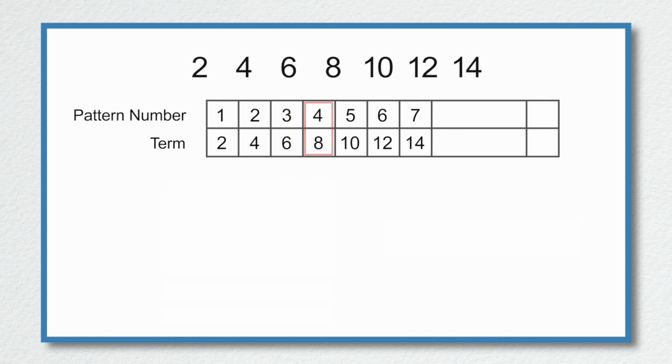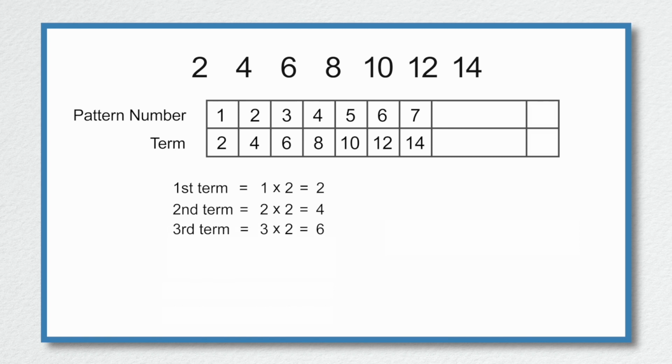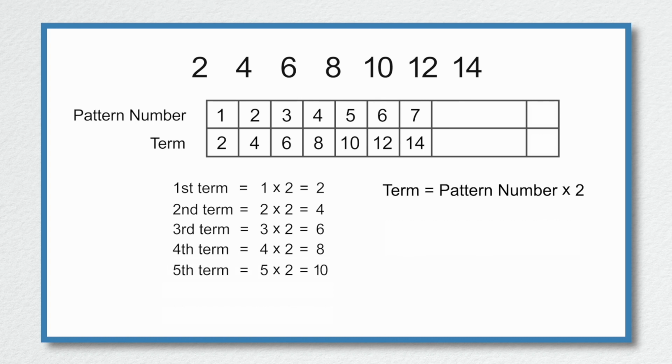There is a relationship between the pattern number and the term. So the first term is 1 multiplied by 2. The second term is 2 multiplied by 2. The third term is 3 multiplied by 2. The fourth term is 4 multiplied by 2. And this makes sense, doesn't it? Because this is the 2 times table.